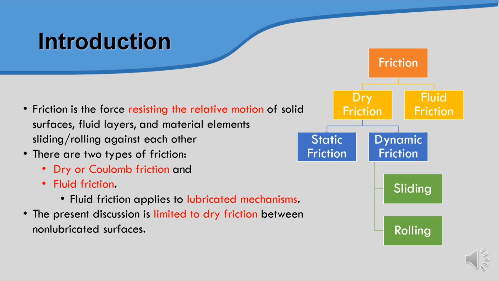So we can summarize by using this diagram. We have dry friction. Dry friction covers, first, static friction, which is in equilibrium condition, and then we have dynamic friction, which is sliding and rolling. In this chapter, we will cover only static friction. For the next course, which is dynamics, maybe you will cover moving objects related to sliding and rolling.